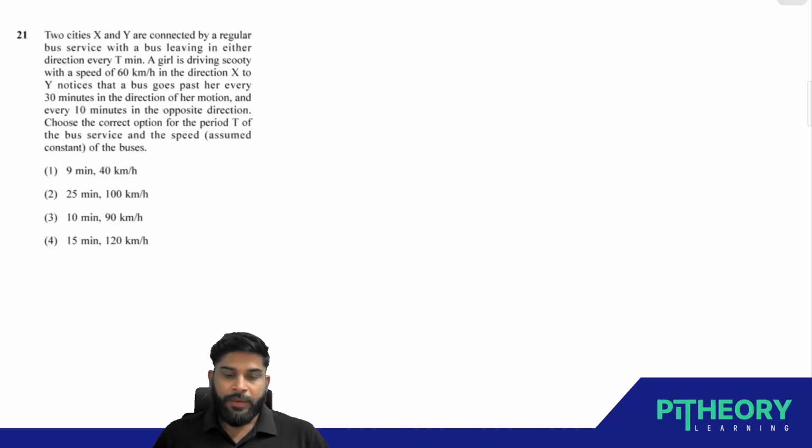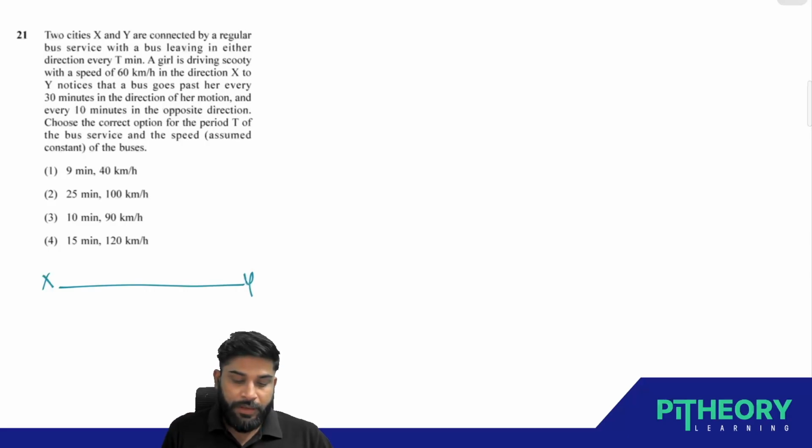Okay. So here, what are we seeing? We have two cities, X and Y. These two are the cities. They are connected by a regular bus service, it is being told, right? And we have a girl who is going on a scooty, correct? Let's say the velocity of the scooty we can take as V, okay? The girl is going from X to Y, correct?